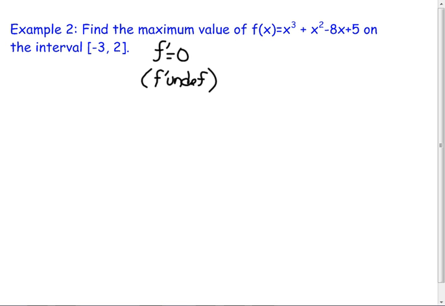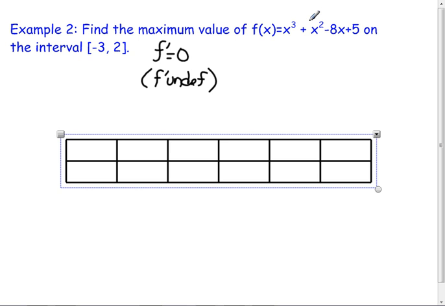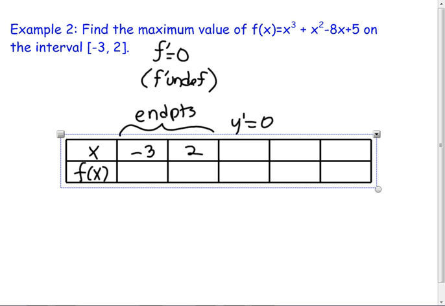So I'll get my little table. Too bad you guys can't do this. I don't know how many there are, so I'll put too many down there. And so then I want to do, this is x, and this is f of x. Well, I can't do -3 and 2 very easily, can I? So these are my endpoints. And I have to do some work to get where y prime equals 0, right? So let's find the derivative.